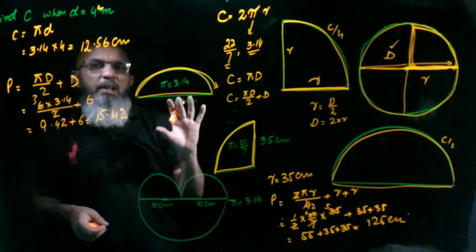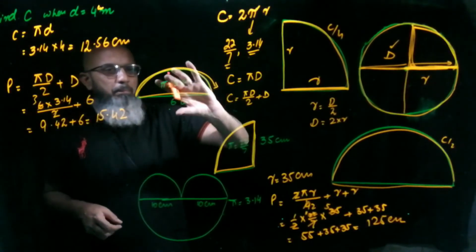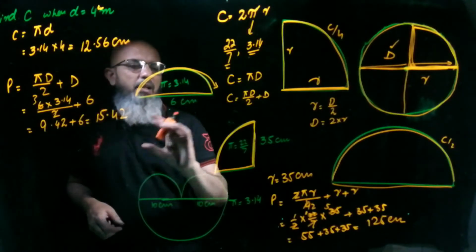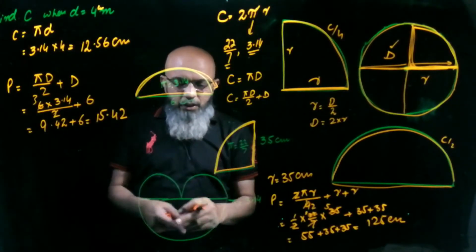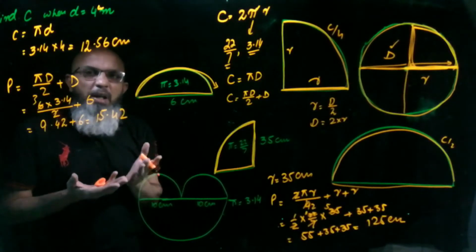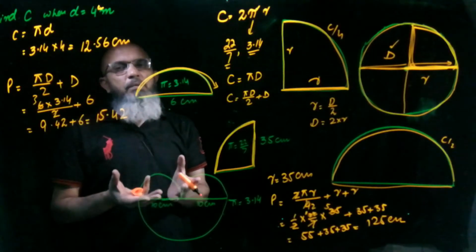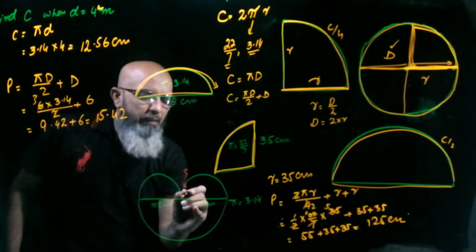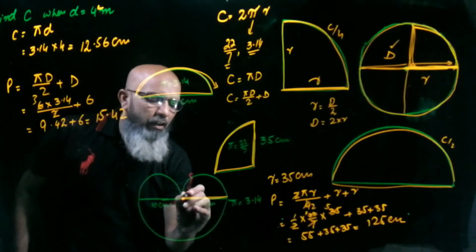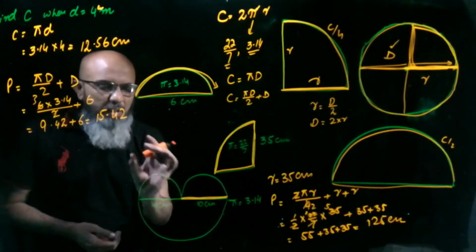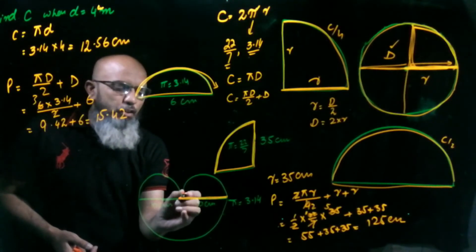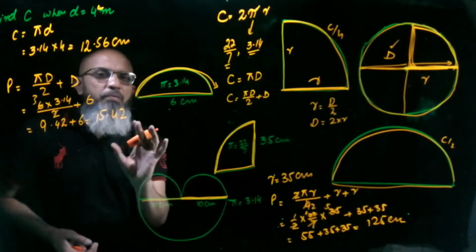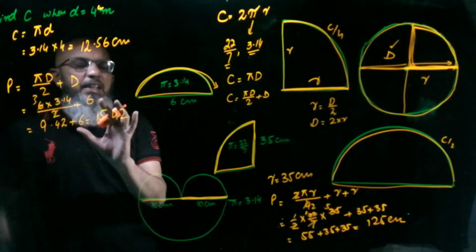So in this way you can calculate the perimeter of a semicircle and the perimeter of a quadrant circle. Okay, now look at this shape. We have to find the perimeter of this shape. So look here, is that a radius or diameter of this small circle? There are three circles, one big circle and two small circles. The two small circles each have a diameter of 10 centimeter.